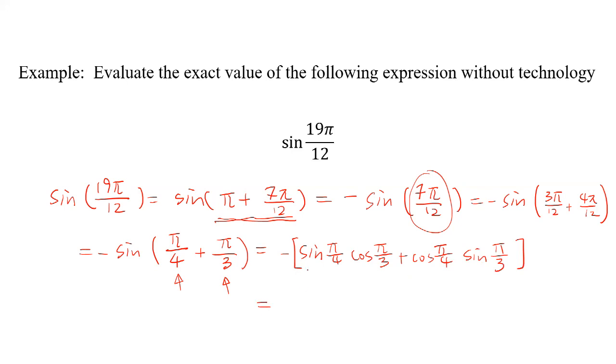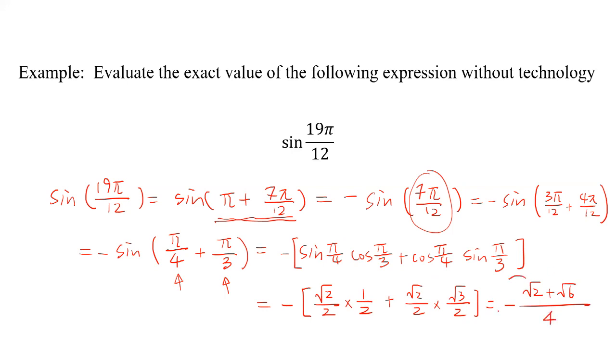And all of the trigonometric ratios are known to us because 1/4 pi and 1/3 pi are both special angles, right? So this is minus square root of 2 over 2 times square root of 1 over 2 plus square root of 2 over 2 times square root of 3 over 2, right? So the final result is minus square root of 2 plus square root of 6 over 4. Okay, this is the final result.